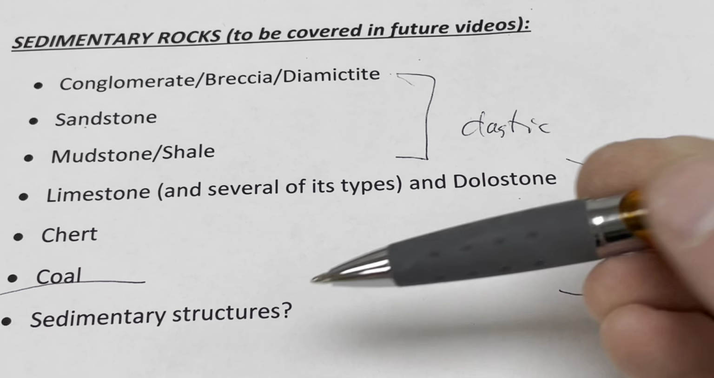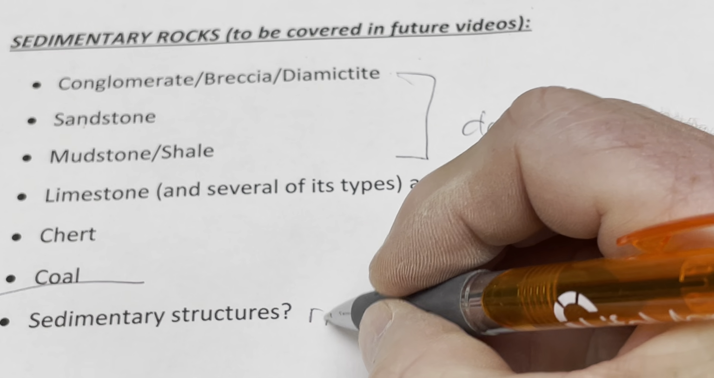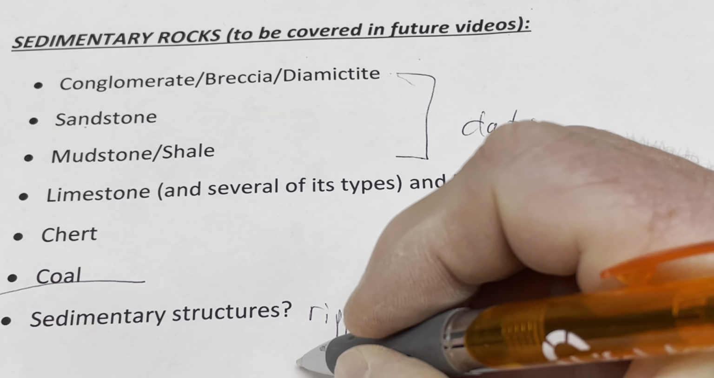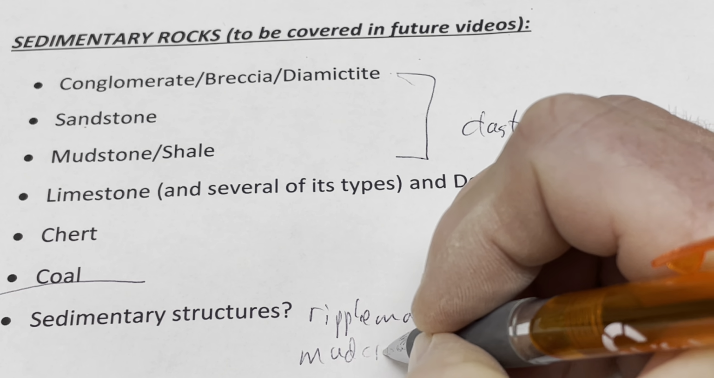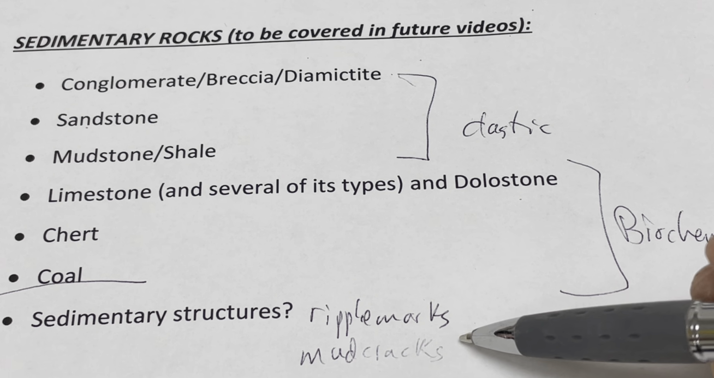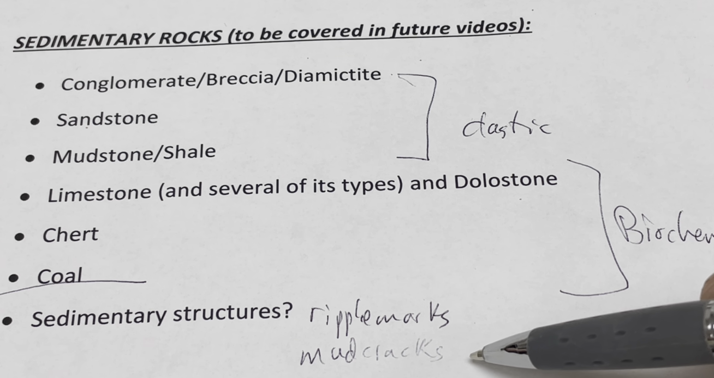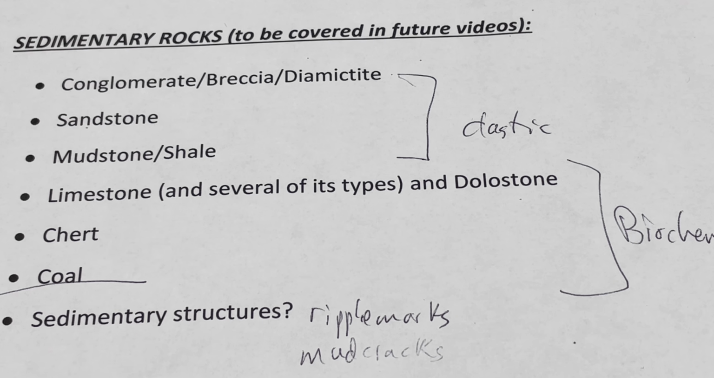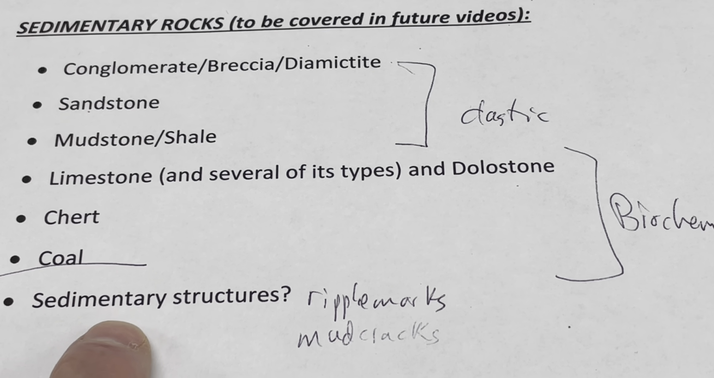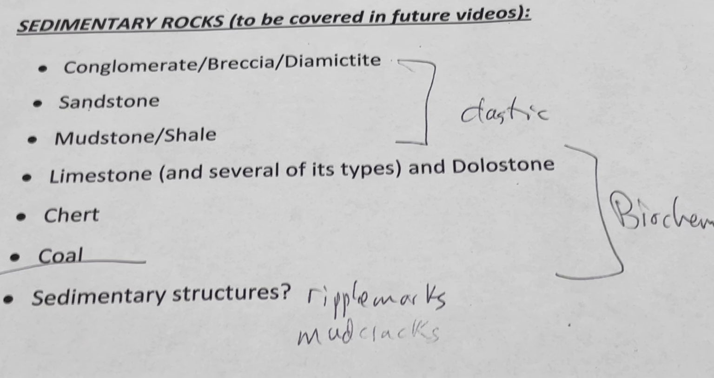And then I may do a video also on sedimentary structures. So these include things like ripple marks, mud cracks, cross bedding, graded bedding. This one, we'll have to see how it goes and what kind of samples I can put together. So, but that's the idea, team.